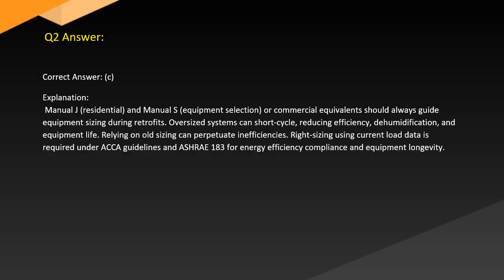Answer. Correct answer: C. Explanation. Manual J (residential) and Manual S equipment selection, or commercial equivalents, should always guide equipment sizing during retrofits. Oversized systems can short cycle, reducing efficiency, dehumidification, and equipment life. Relying on old sizing can perpetuate inefficiencies. Right-sizing using current load data is required under HVACR guidelines and ASHRAE 183 for energy efficiency compliance and equipment longevity.